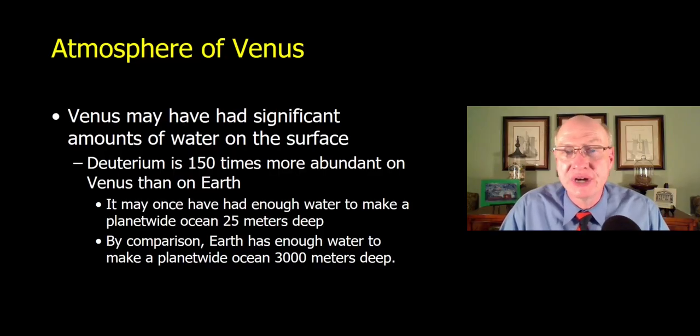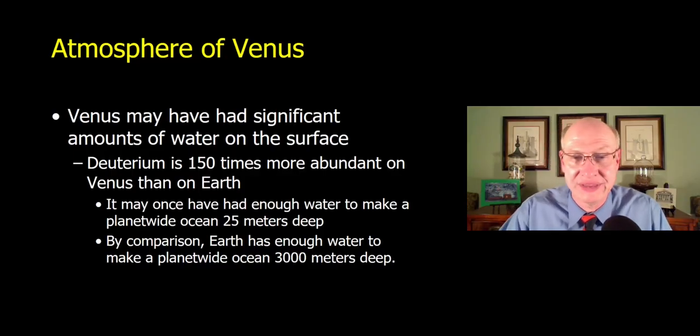Based on the amount of deuterium that is left in Venus's atmosphere, we estimate that it might have had enough water on the surface to make a global ocean that was 25 meters, or about 75 feet deep. By comparison, the Earth has enough water on its surface to make an ocean 3,000 meters deep. So Venus has had significantly less water than the Earth does.